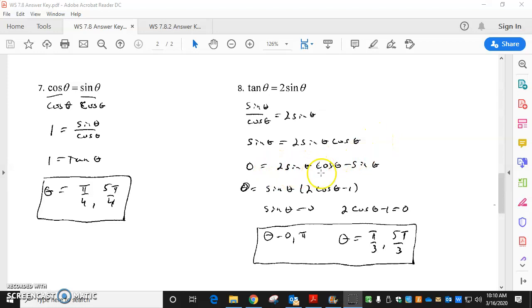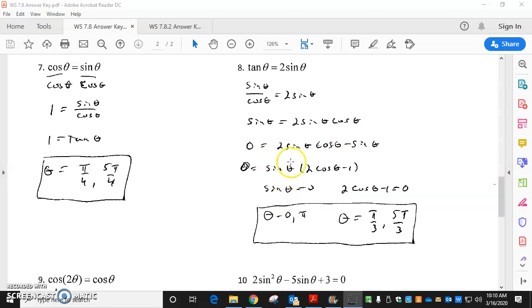And you're looking at this right here and thinking, well, you've got different variables. You've got a sine and a cosine and then a sine again. But watch. These are two terms. I've got 2 sine cosine and I've got just plain sine. Both of these two terms have a common factor of sine, so I can factor it out.